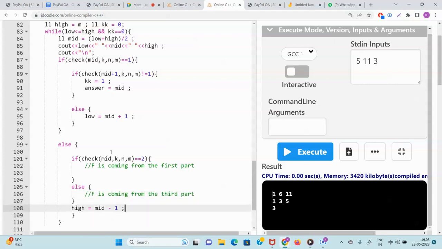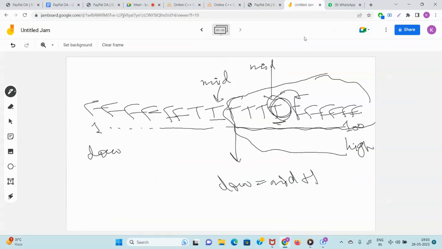Guys, in that case, if it is coming from the third part, then obviously you will do high equal to mid minus 1, na? High equal to mid minus 1. This is common sense, guys. Coding is nothing but common sense. I hope all of you are liking it.